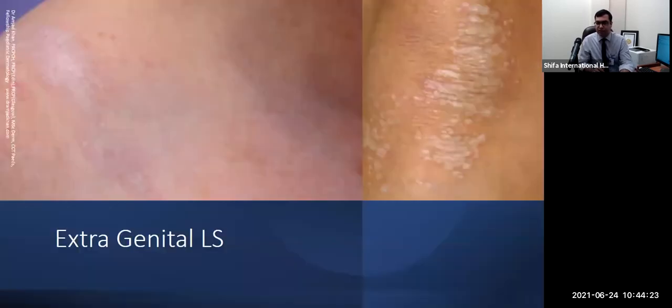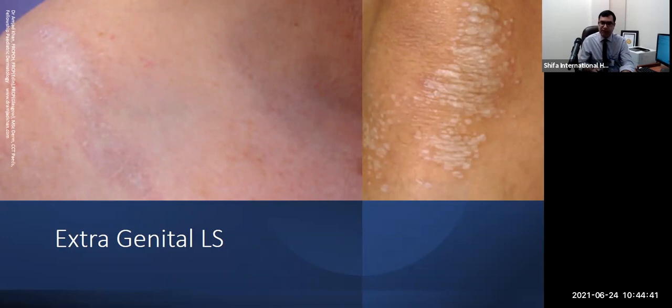So these are the extragenital lichen sclerosis. The one on the front of the knee can be easily confused. Well, people can confuse it with partially treated psoriasis. So please do look outside the box, have a low threshold for investigation or skin biopsy if you're not sure.